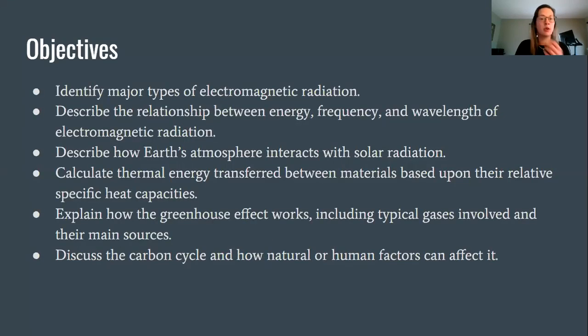Our objectives or goals for this chapter are to look at the major types of electromagnetic radiation and which ones are part of solar radiation. We're going to look at the relationship between energy, frequency, and wavelength. We're also going to look at how that solar radiation interacts with the Earth's atmosphere. We're going to compare thermal energy with heat capacity and reflectivity. We're going to look at the greenhouse effect, and we're going to look at the carbon cycle and how those are impacted by humans.